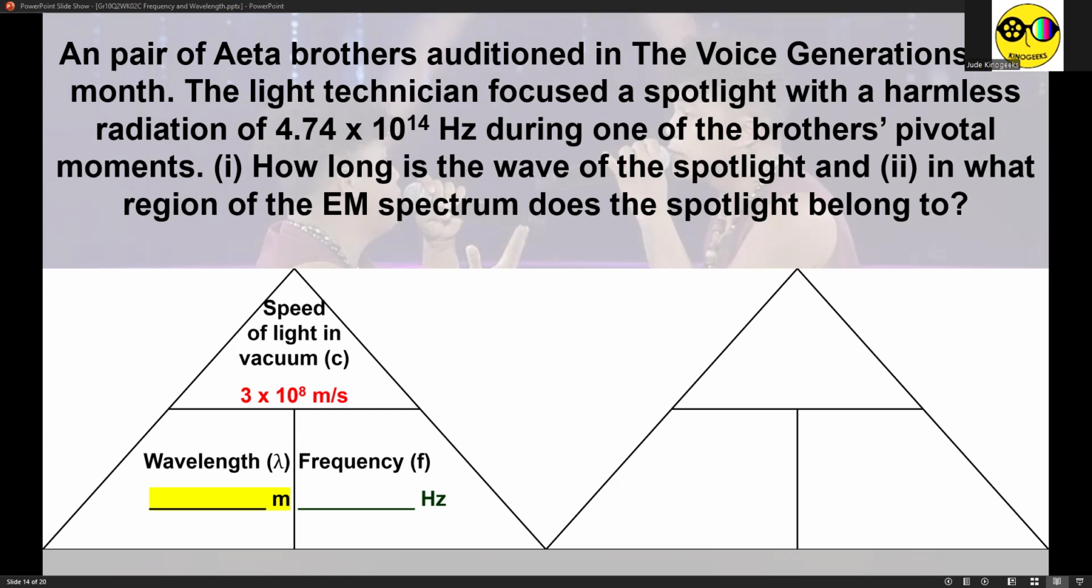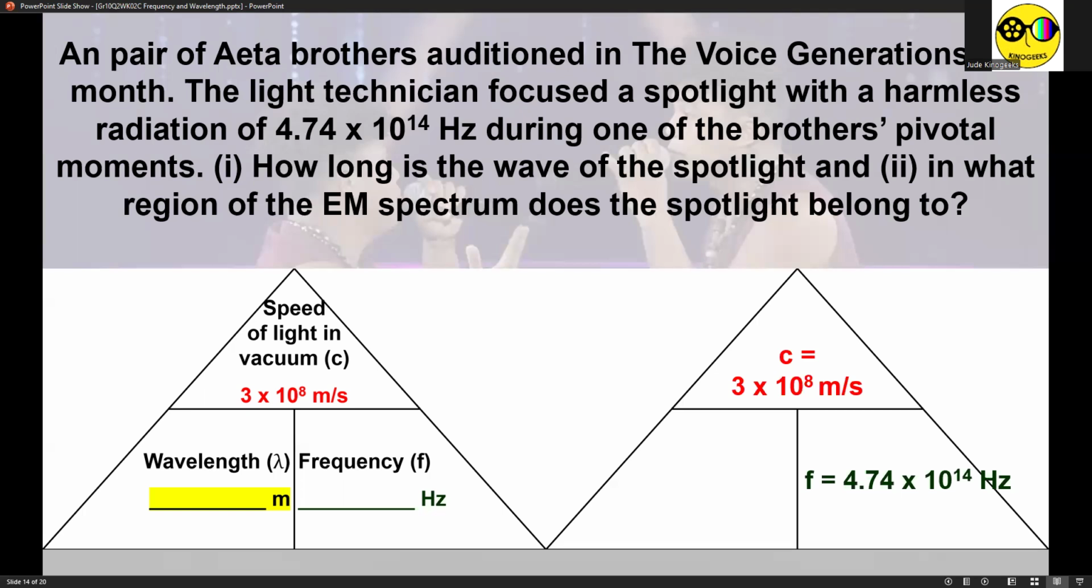Okay, so naturally we start with the constant. So 3 times 10 to the positive 8 meters per second at the top of the pyramid formula, or rather the blank pyramid. And then we situate 4.74 times 10 to the power 14 hertz at the bottom right.